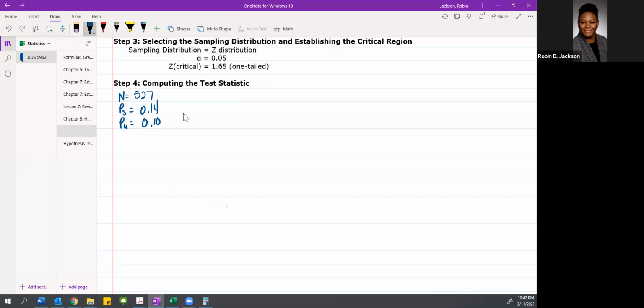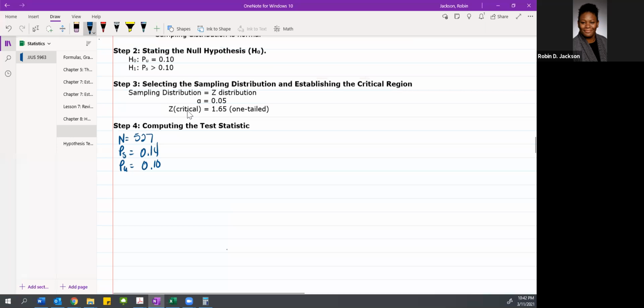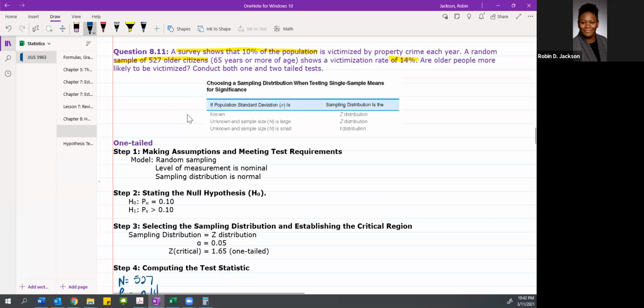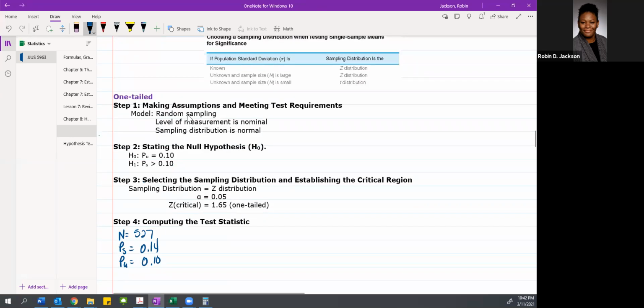0.10. Now, when I get to the formula, some of you may not remember what the formula is for a proportion. All you need to do is go to pages 208 and 209, and it'll give you the formulas for the Z obtained for a proportion. All right, so let's go back up. We'll come back to this, but let's go back up here to our test.